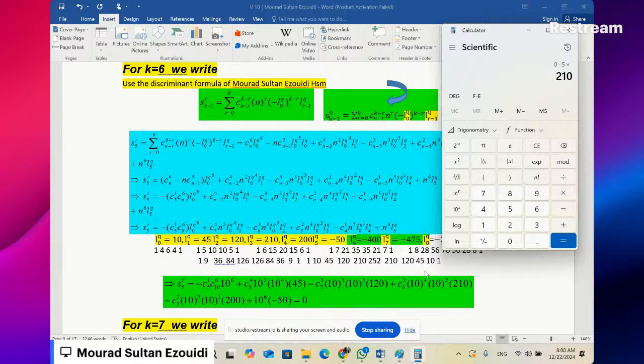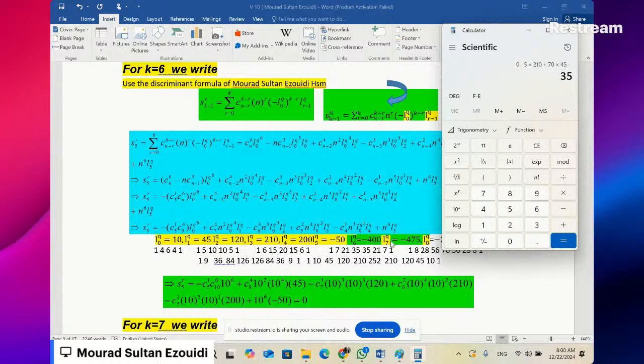Plus 8 choose 4. 1, 2, 3 means 70. Plus 70, multiply by 45. Minus 7 choose 3, my kids. 7 choose 3, 1, 2, 3 is 35.